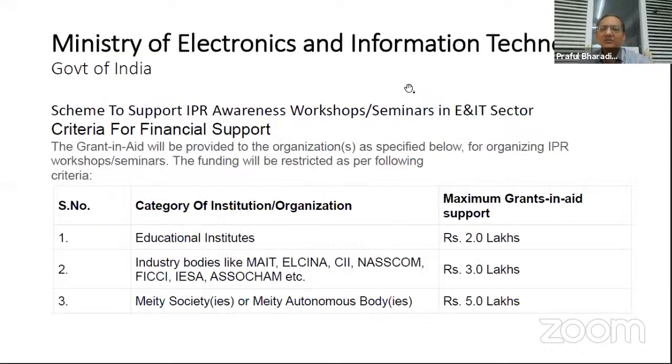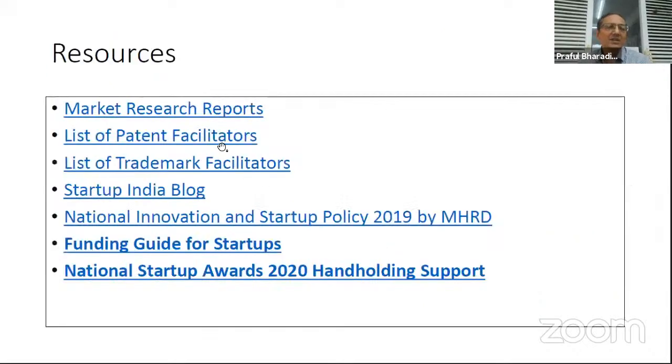All the ministries under the government these days have been instructed to give maximum support to startups. Taking one example, the Ministry of Electronics and Information Technology, Government of India, has a scheme to support IPR awareness workshops and seminars in the electronics and IT sector. The criteria for financial support: for educational institutions, they are giving 2 lakhs. For industry bodies like NASSCOM, FICCI, they're giving 3 lakhs. And for societies, they're giving 5 lakhs. Similarly, they are giving support for market research reports, for a list of patent facilitators, and for a list of trademark facilitators.